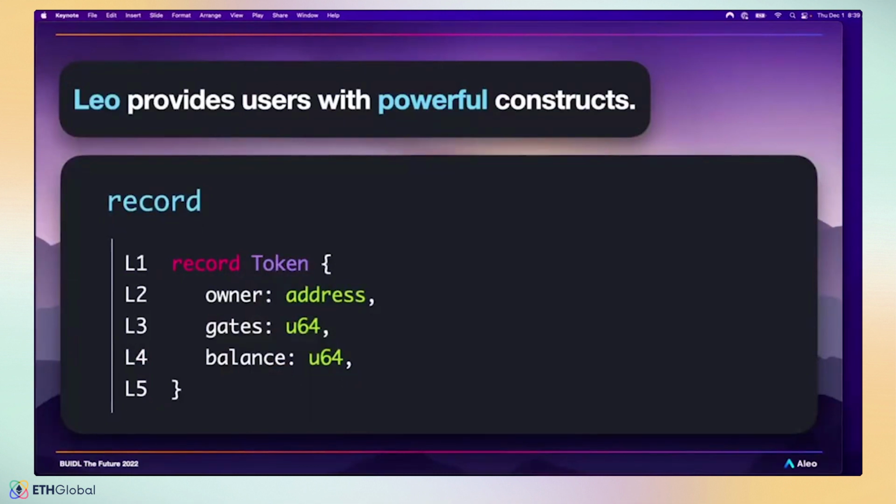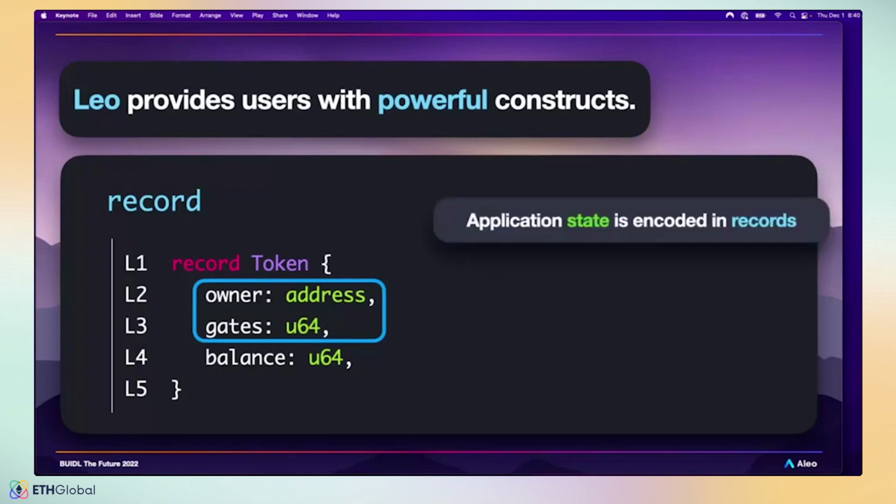So recall that we were able to declare composite data types called structs. Records are very similar to structs, except for the fact that they have two required fields. An owner, which is the address that owns that record, and it is the address to which that record is encrypted. And gates. Gates is a native denomination of Aleo credits associated with that record. So you can think of gates is to Aleo credits as Gwei is to ETH, as cents are to dollars.